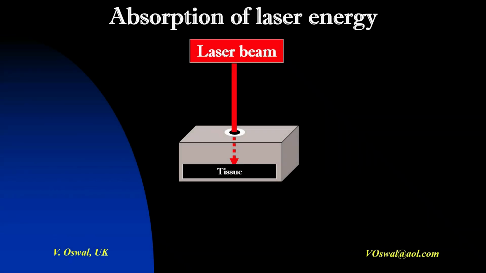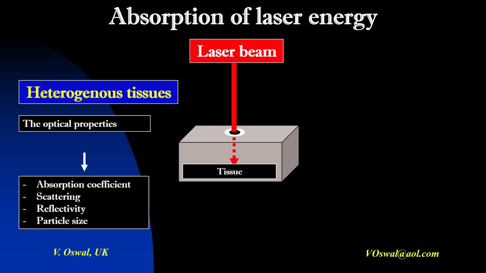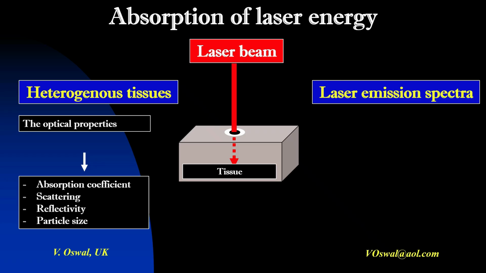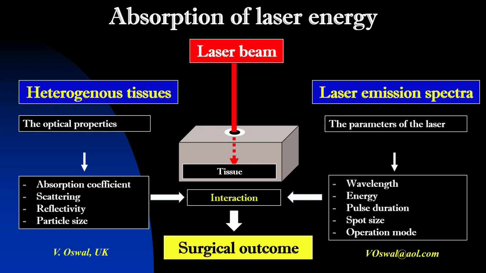The laser tissue interactions are not uniform since most tissues are heterogeneous. Each tissue type has unique optical properties such as absorption coefficient, scattering, reflectivity, and particle size. Absorption of the energy thus results in a range of tissue effects. Likewise, each laser type has a unique emission spectrum and varying parameters such as the wavelength, energy, pulse duration, spot size, operation mode, etc., which influence the surgical outcome.